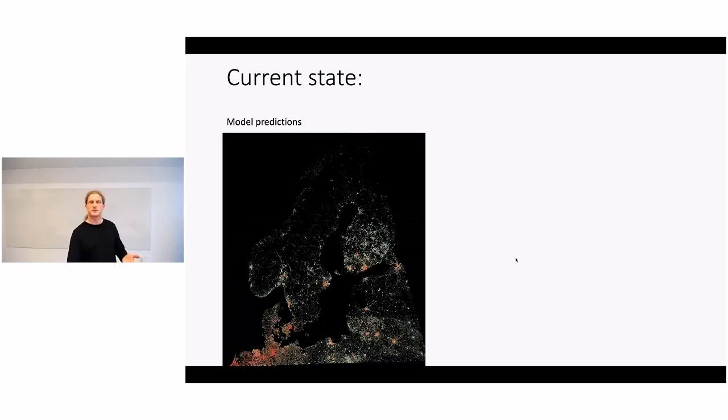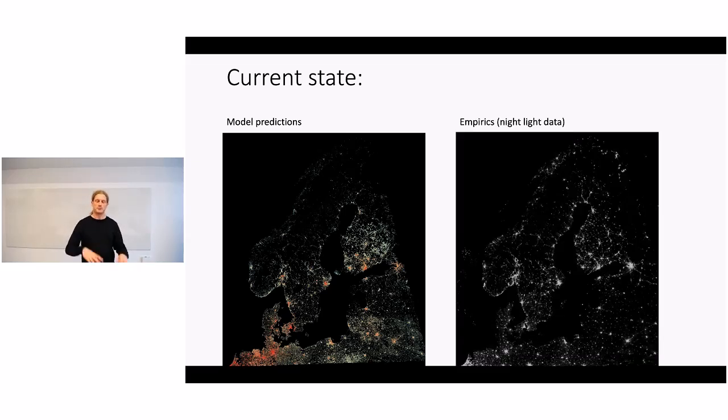So the current state of our model. Here are the model predictions, as I said earlier. And here we can look at one empirical result. This is nightlight data, where satellites take photos of the Earth at night. And then you can see all the light that we are generating by houses, by cars, etc. That is captured by the satellites.